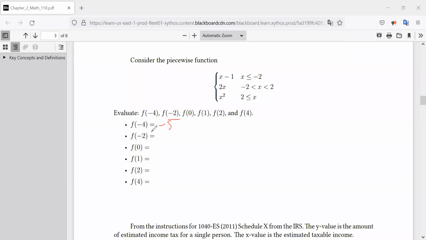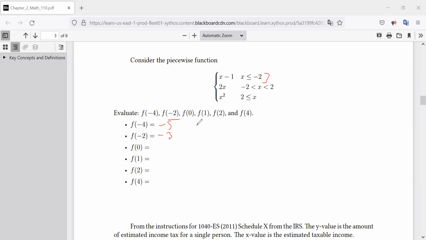So the thing that I'm asking is basically, first I have to check which bound this is in. -4 is less than -2, so that means this is the one that I use, and I'm good. Then I just plug in: -4 minus 1 is -5. What is f of -2? -3. Yep, -3, because -2 is less than or equal to -2. You do not use this one; this is strictly greater than -2, so that's no good.